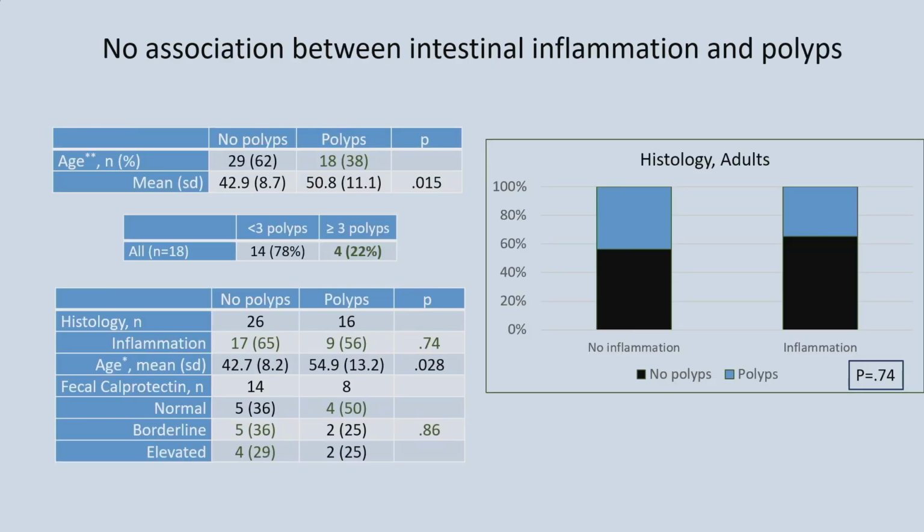Now let's look at the polyps data. Among 47 adults, 38% had polyps identified in colonoscopies. Those were most commonly found in the descending colon, and all of those were adenomas. 4 patients had more than 3 polyps. We compared the presence of inflammation on histology or via calprotectin between adults with or without intestinal polyps. We can see that there was no statistically significant difference. Further, in the proportion graph, we can see that there was no difference in the number of adults with polyps between those with and without intestinal inflammation on histology.